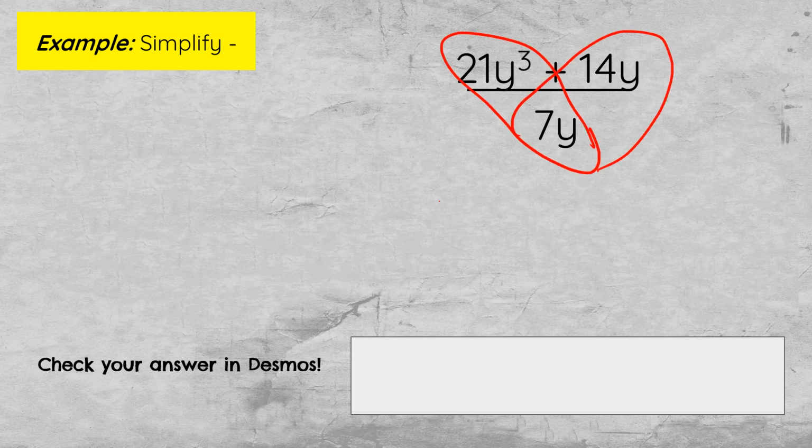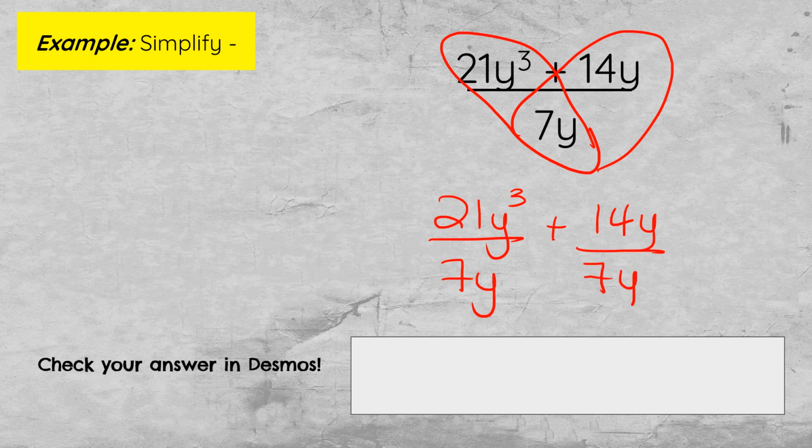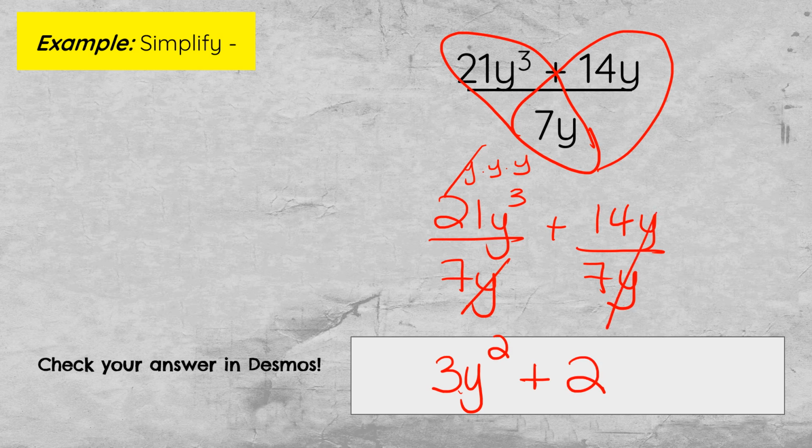Same thing here, we can separate them into two fractions. 21 divided by 7 is 3. Remember, if you have 3 y's on top and 1 y on the bottom, you can cancel them out, and we're left with y squared. 14 divided by 7 is 2, and then the y's cancel out.